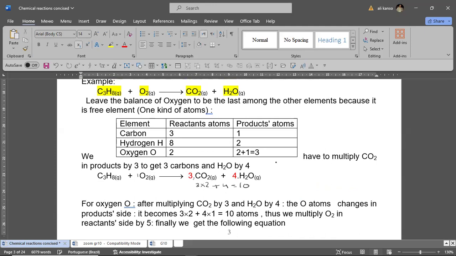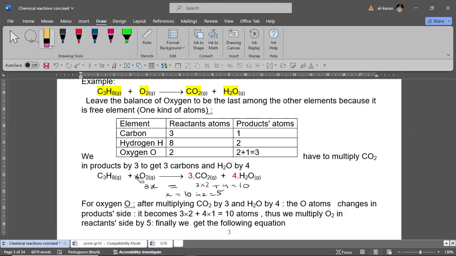If you have to multiply here by a number, what number should we multiply by in order to get 10? We have to multiply it by 5. If you don't know mentally, you can write x. We have multiplied by x to have 2x on this side equal to 10. What is x equal to? x equals 10 divided by 2, we get 5. We remove x, and we write 5.